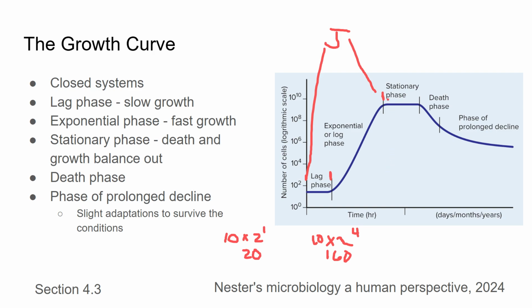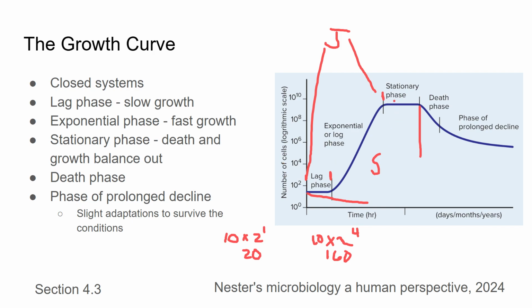Once we get to the stationary phase, this is where the death of the bacteria is going at the same rate as the growth of the bacteria. So that's kind of like the carrying capacity of the system, and eventually conditions will change, but we'll look at that in a moment. From the beginning of the lag phase to the beginning of the death phase, this can be called an S curve because it has a vaguely S shape to it.